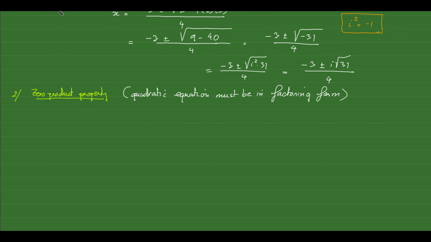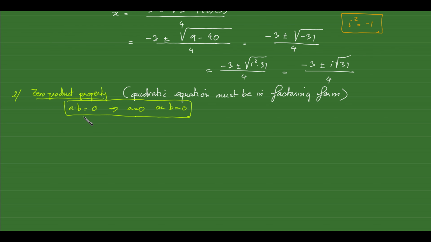What is the zero product property? The property says that if we have a product of A and B, then this implies A equals 0 or B equals 0. That is called the zero product property. So if it is in product form, we can apply the property right away. If it is not, then you have to factor it out.